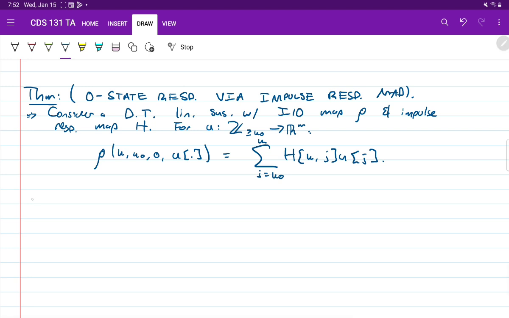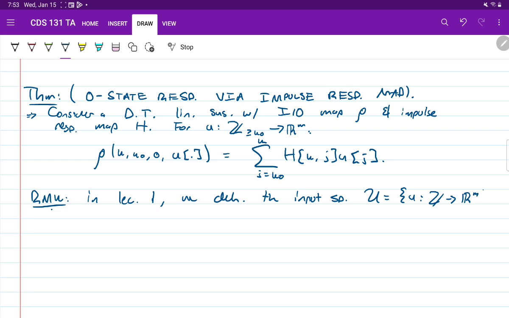Okay. So I just want to make one quick remark before discussing the proof. In lecture 1, we defined the input space U to be the set of all sequences from Z into Rm. This is for a discrete time system, okay? But here, what I've given you is a signal from Z greater than or equal to K naught into Rm, so this and this don't quite match, right? The signal that I've given you isn't actually defined on all of Z. So technically speaking, this isn't something that our formal I/O system can accept, right?